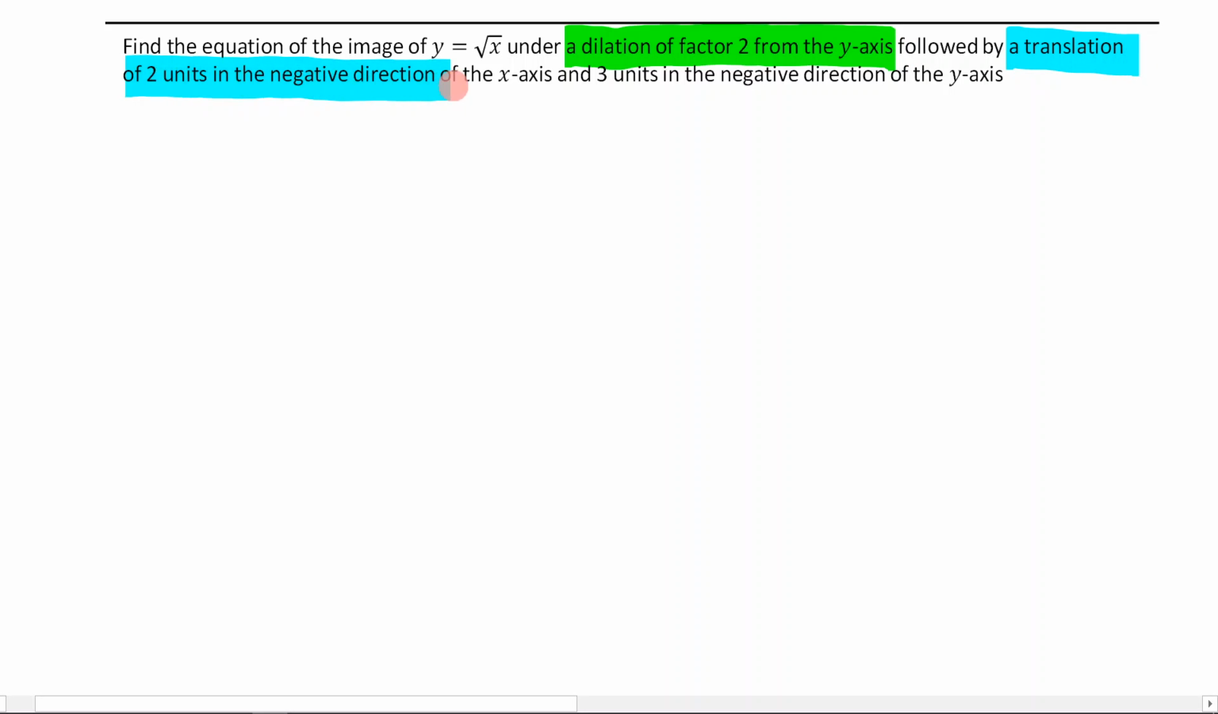So in this part of the lesson, we're going to continue going through some examples in which we have a combination of transformations. So this question reads, find the equation of the image of y equals the square root of x after a dilation of a factor of 2 from the y-axis, followed by a translation of 2 units in the negative direction of the x-axis and 3 units in the negative direction of the y-axis.